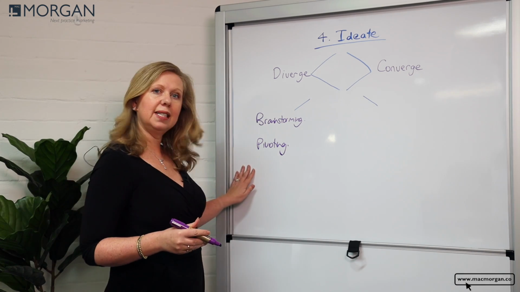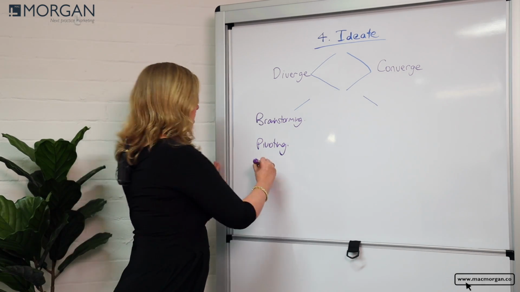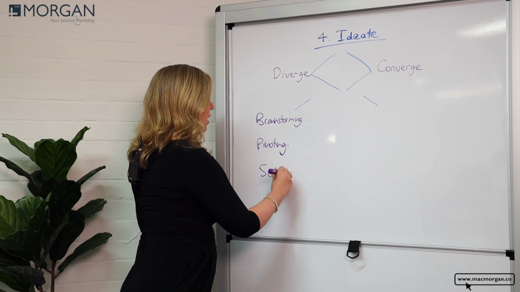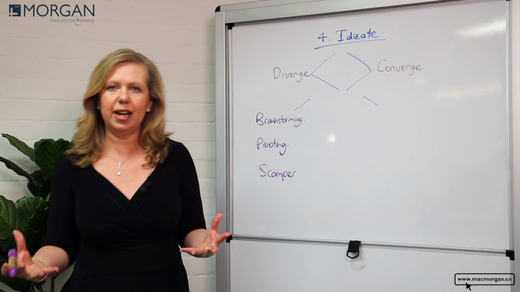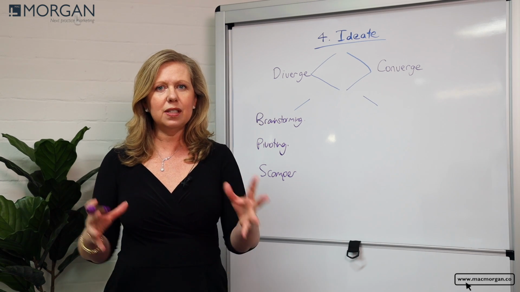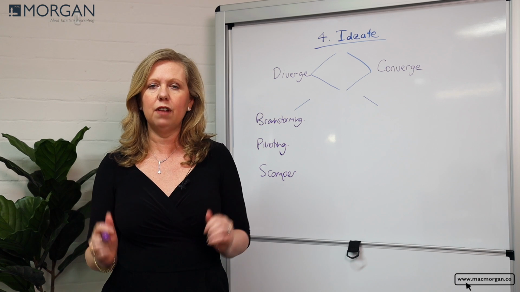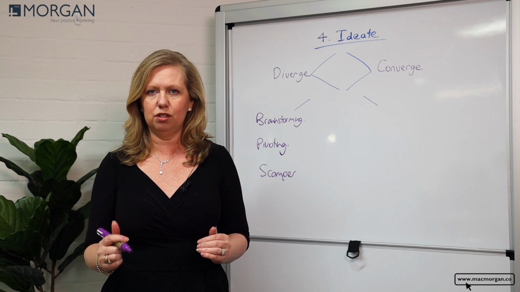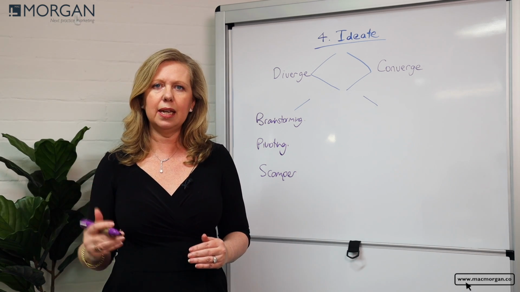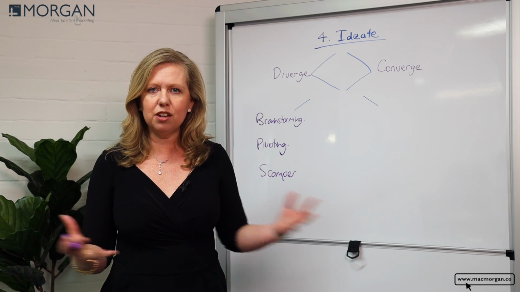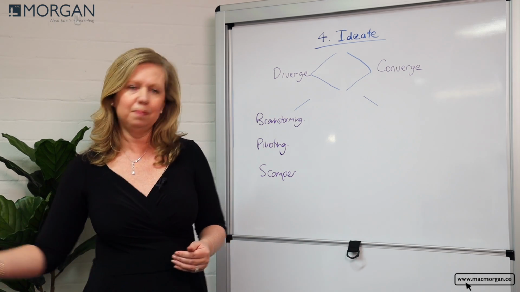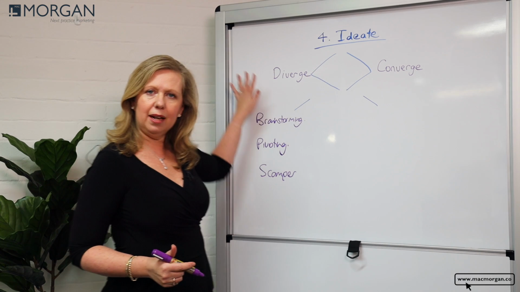And then a third technique is called scamper. And this is where you purposely add constraints to your ideas to see if you can push them even further. So perhaps you might say, what if I was to reverse it? What if I was to make it 10 times bigger? Thinking about different constraints that make you take the idea even further. So this is all about divergence.